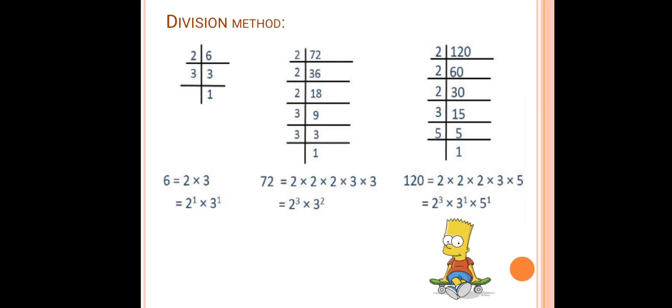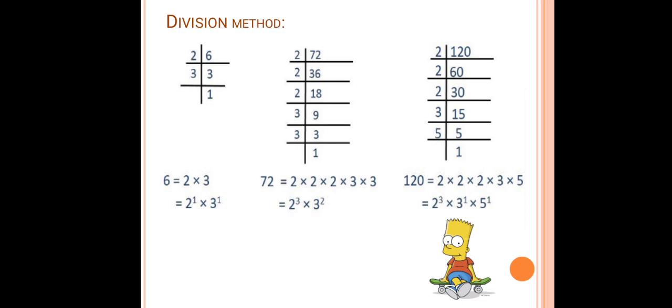Now look at the division method. Here we have three examples, like 6. 2 3s are 6, 3 1s are 3. We will continue this process until we are left with 1 at the end. When 1 is left, the prime factors will end. Now the prime factors of 6 are 2 and 3.